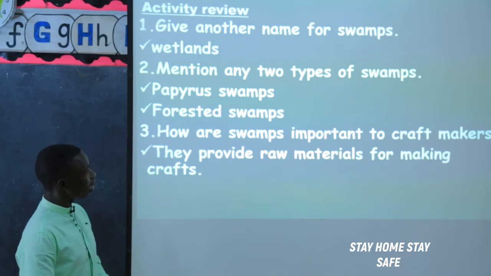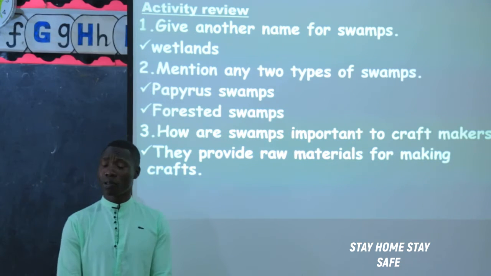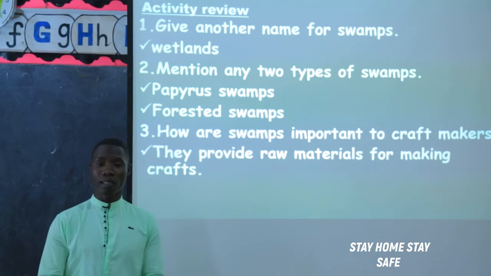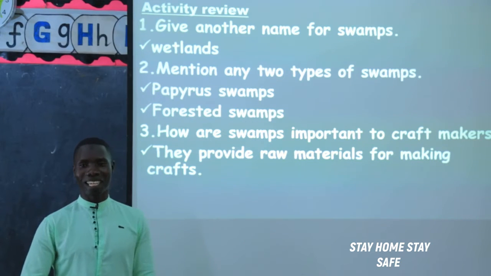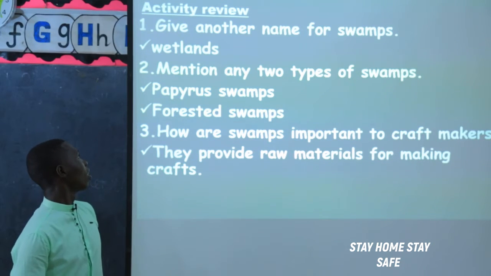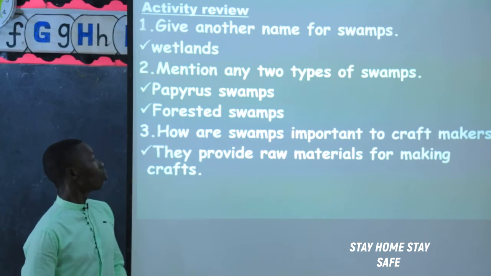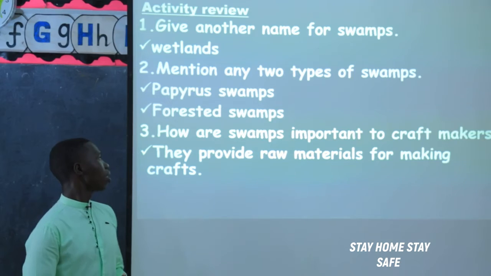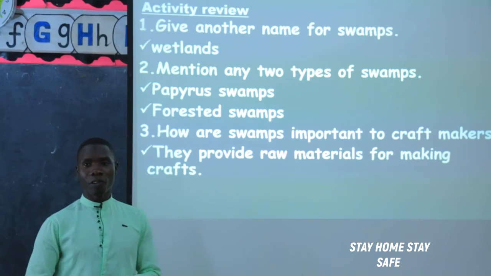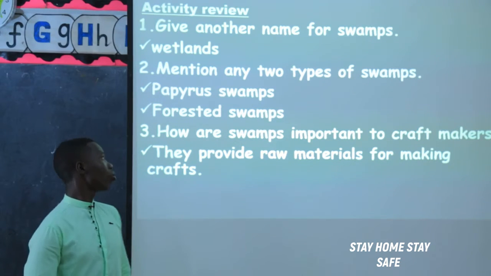Question 1, give another name for swamps. Wetlands. Very correct. Question number 2, mention any 2 types of swamps. So we have papyrus swamps, forested swamps and grassland swamps.